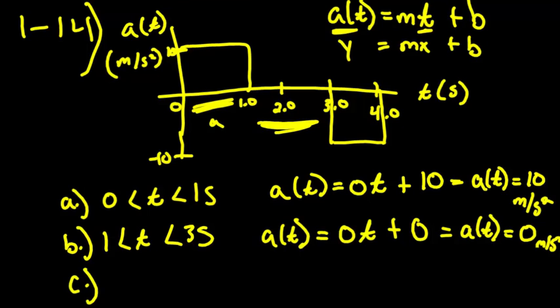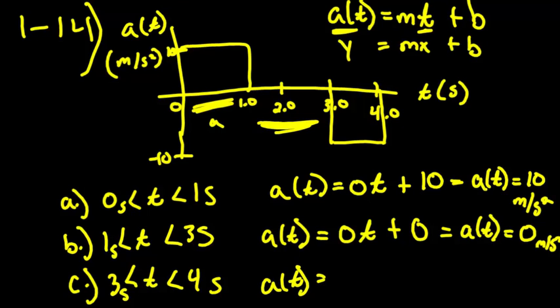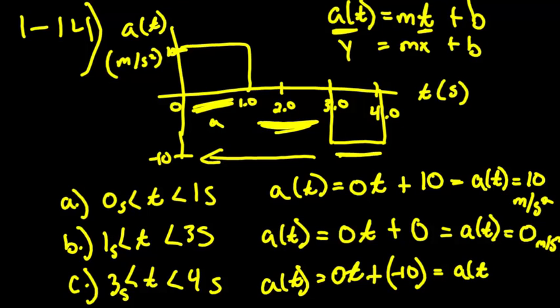Now the third one is looking at the third time interval, from 3 seconds to 4 seconds. We can follow the same procedure as for the other two, and once again, looking at the line right here, we know that the slope is 0t, and our y-intercept is at negative 10. So this is plus negative 10. So we know that the equation of the line is A of t equals negative 10 meters per second squared. So these are the answers to parts A, B, and C of problem 1-4.